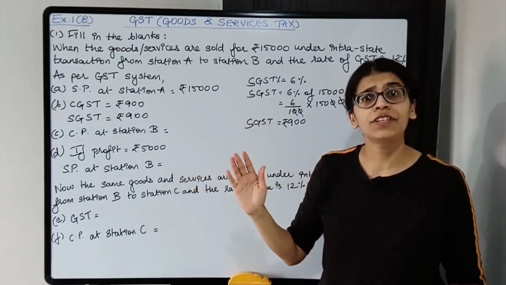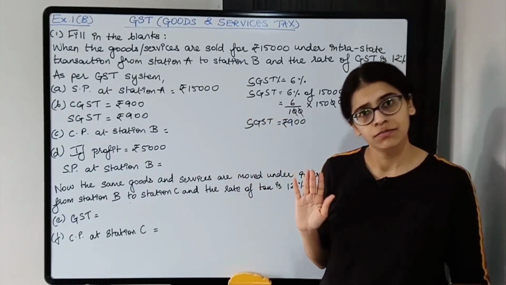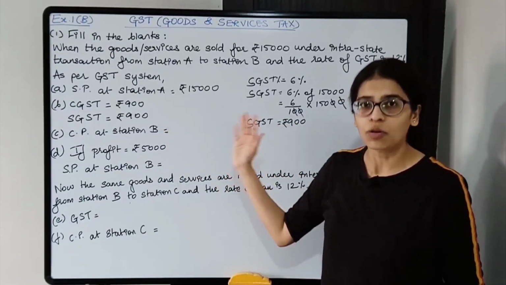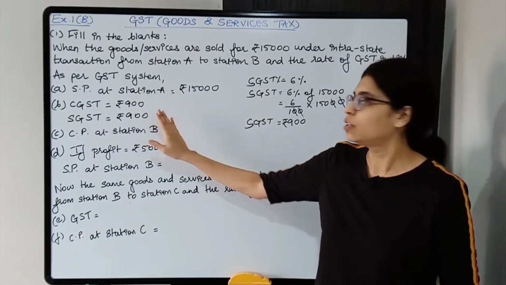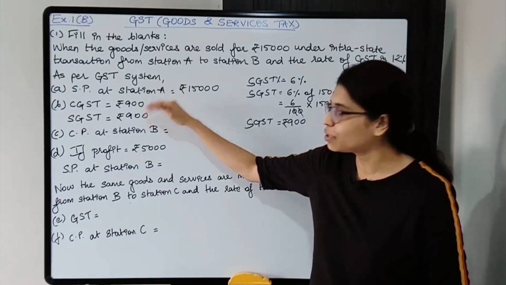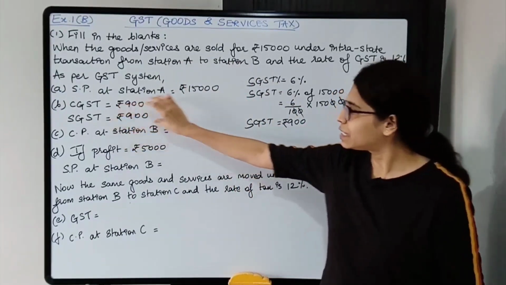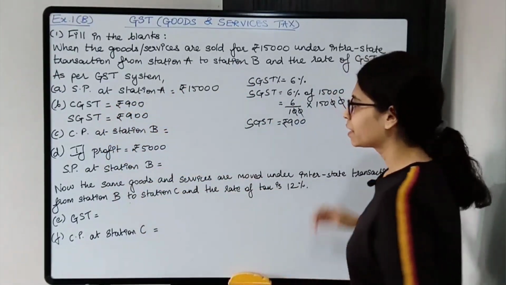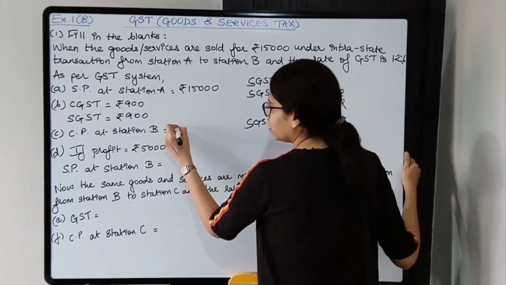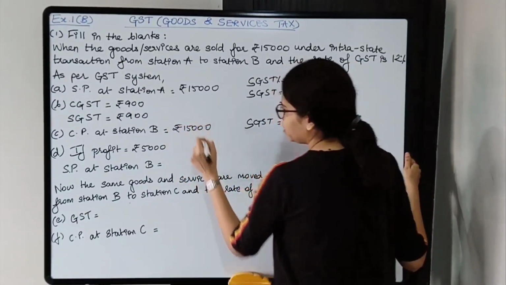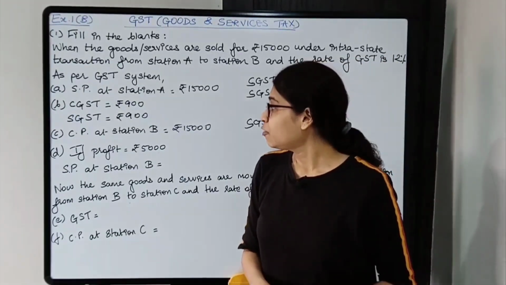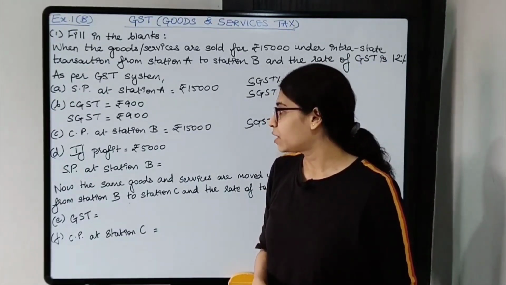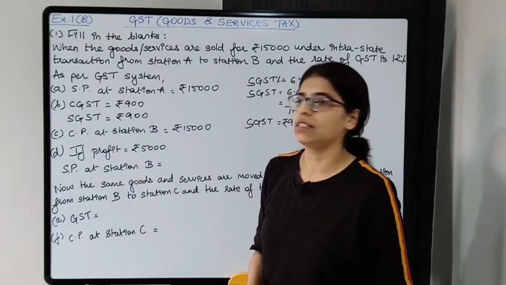A is selling for 15,000, B is buying for 15,000. ठीक है? GST is extra. Obviously, B has to pay GST, but ये separately दिखाएंगे. So it will be 15,000 plus 900 plus 900. But this is separately. ठीक है? So 15,000 rupees.